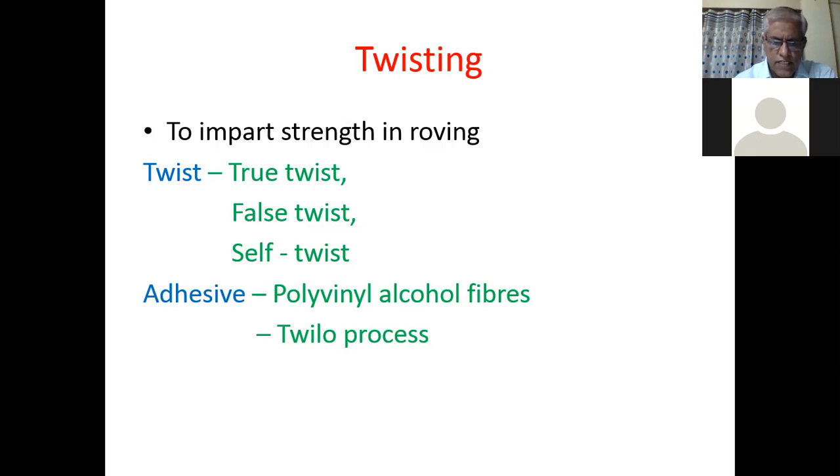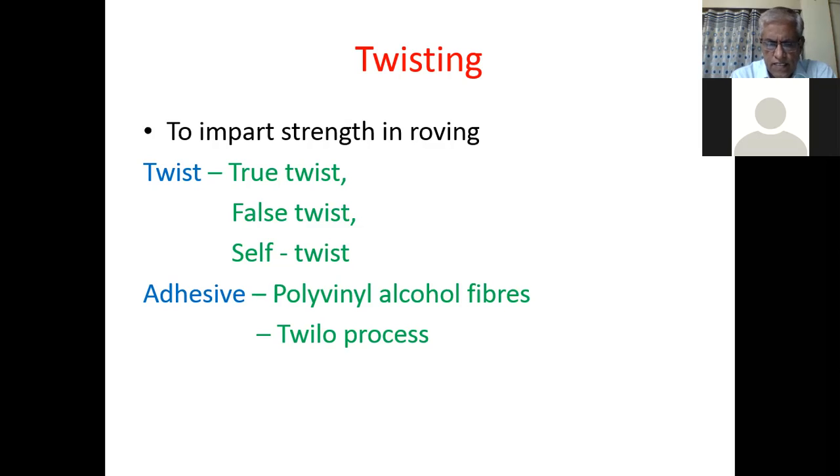And self twist is a different technology, that is applying alternate Z and S twist in the material. That is not related to this simplex. So twist is applied to increase the strength in the roving.